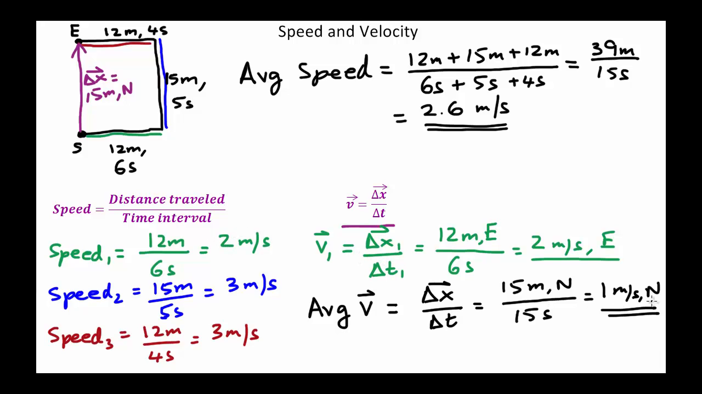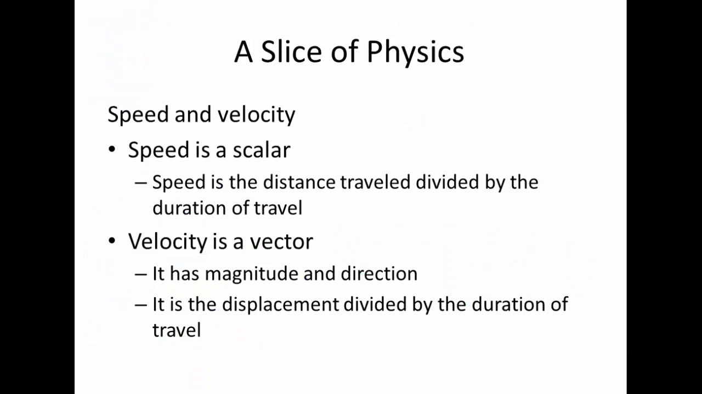There's one more thing I want you to note here. The direction of velocity, in this case due north, is the same as the direction of displacement we had, which was also due north. That's not a coincidence. Velocity and displacement will always have the same direction. And if you look at this equation, you can see why. Velocity is simply displacement divided by the time duration. Time duration is a scalar and moreover a positive scalar. And when you multiply a vector or divide a vector by a positive scalar, you do not change its direction. So velocity and displacement will always have the same direction.